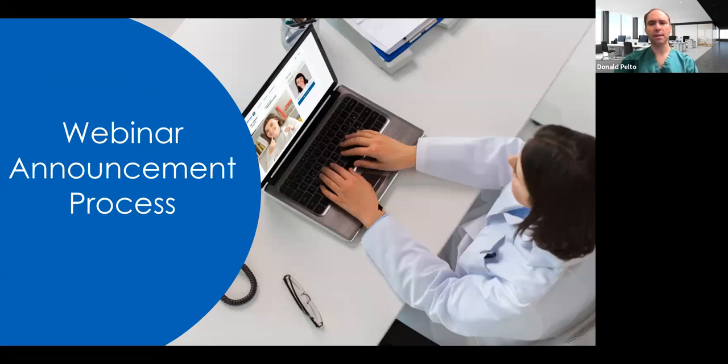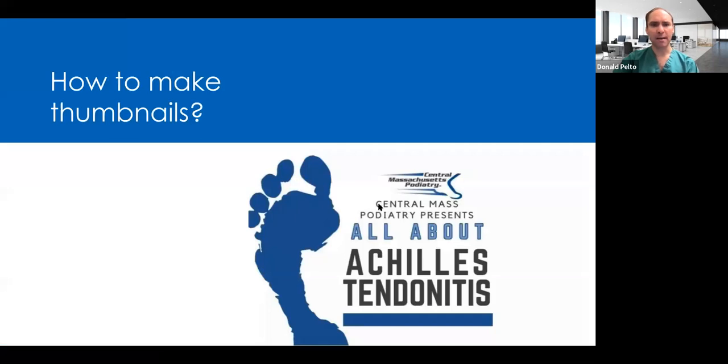Now I want to go over the webinar announcement process. So how you're going to announce this to people, specifically your patients. So how do you make the thumbnails? The first thing when you're going to announce it, you need a thumbnail. Basically, a thumbnail is just an image. So what we did with this one is we took the same color scheme as our logo, and we talked all about Achilles tendonitis.